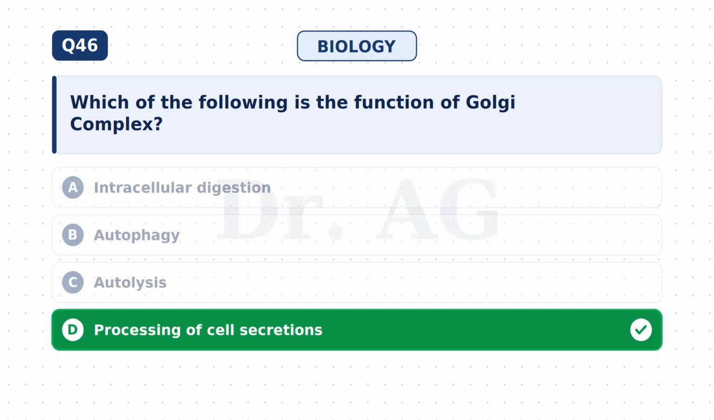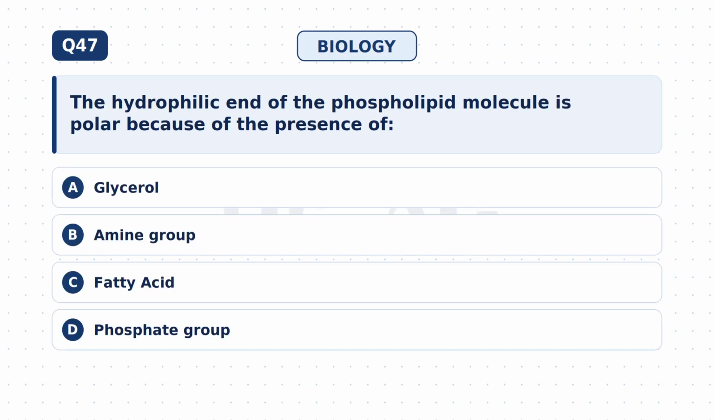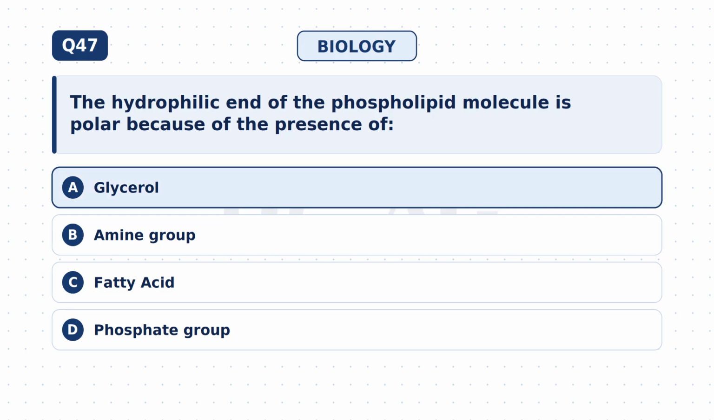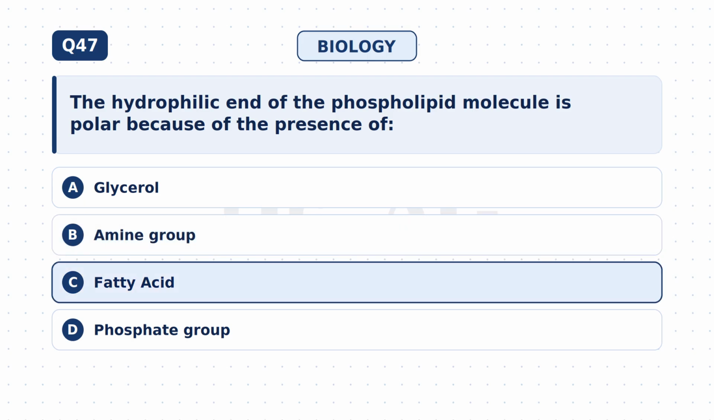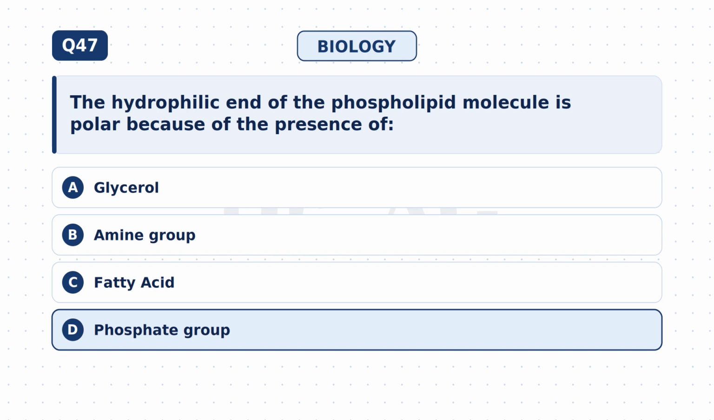The correct answer is D. Processing of cell secretions. Question 47. The hydrophilic end of the phospholipid molecule is polar because of the presence of Option A, glycerol. Option B, amine group. Option C, fatty acid. Option D, phosphate group.